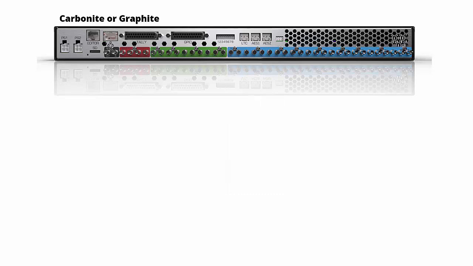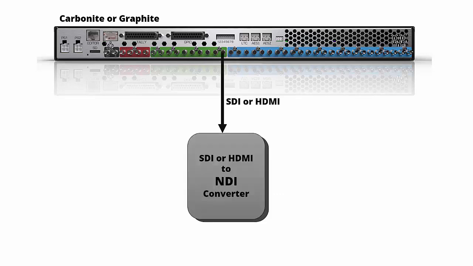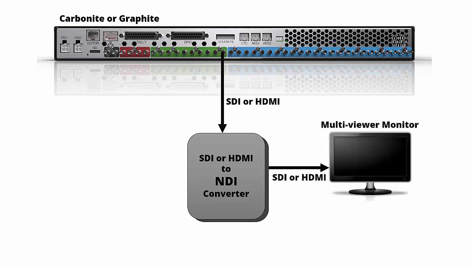With NDI, you'll do something similar. You'll take that same output and you'll feed it into something called an SDI or an HDMI to NDI converter. These are little boxes that cost anywhere between $500 and $1,500. They typically have an SDI or an HDMI out, which will allow you to still plug in your multi-viewer monitor. The other thing they have is an Ethernet out. So you're going to connect that to your network, and it's going to create an NDI stream onto that network. And any device on your network that can recognize and display NDI can now see what's on your multi-viewer.